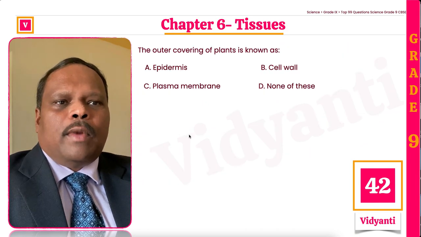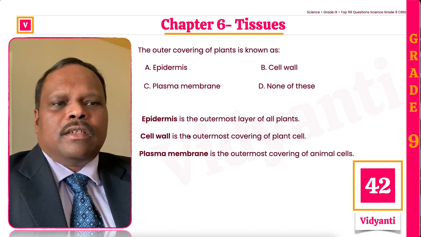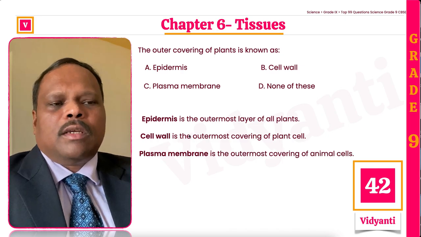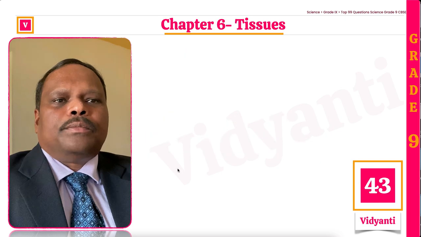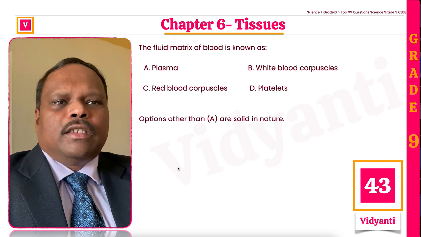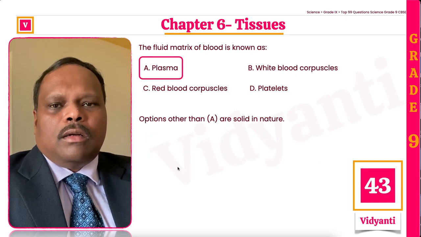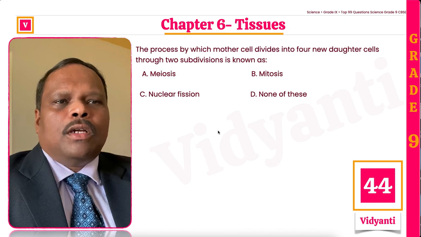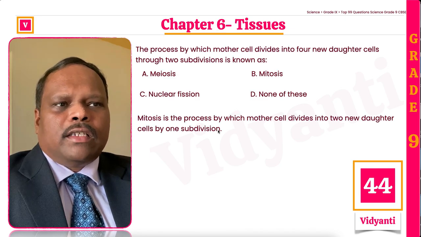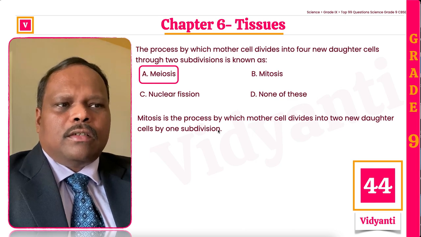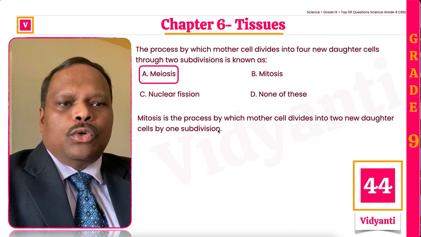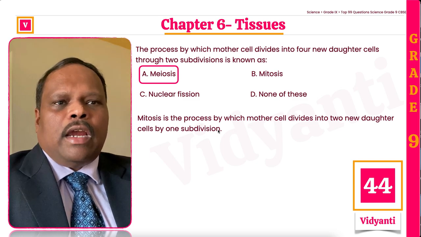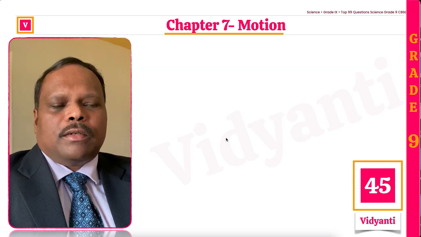The outer covering of plants is known as epidermis. So I have given some explanation. The fluid matrix, the correct option will be other than A, everything is solid in nature. Now, the process by which a mother cell divides, we have meiosis and mitosis. Mitosis is the process in which a cell divides into two new daughter cells by subdivision, and meiosis is what they have asked.